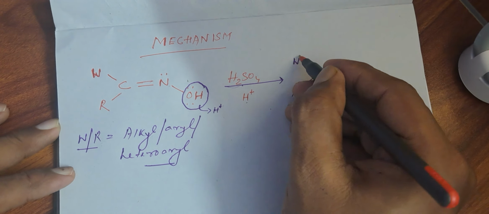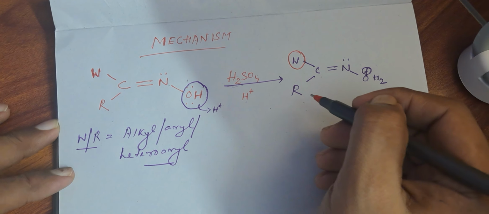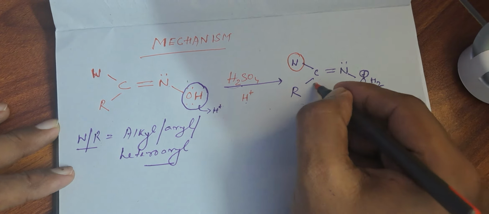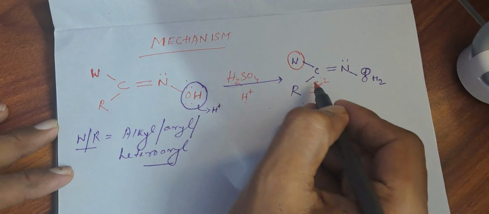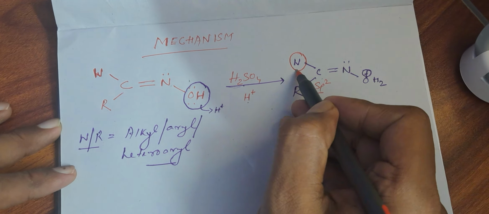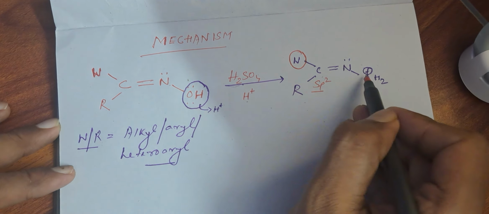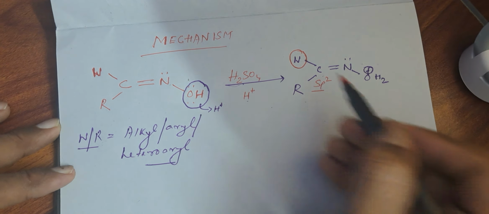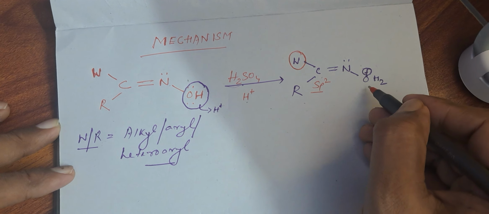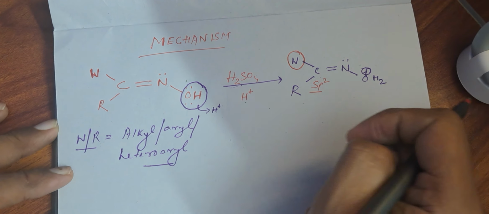So what will happen now? Consider this as an alkyl group. This alkyl group is connected to the sp2 hybridized carbon. Now as it is an alkyl group, and this one is the hydroxyl group which has already been protonated, both are in an anti-relationship. Because earlier it was hydroxyl and this was methyl. Both are in an anti-relationship, we can say.